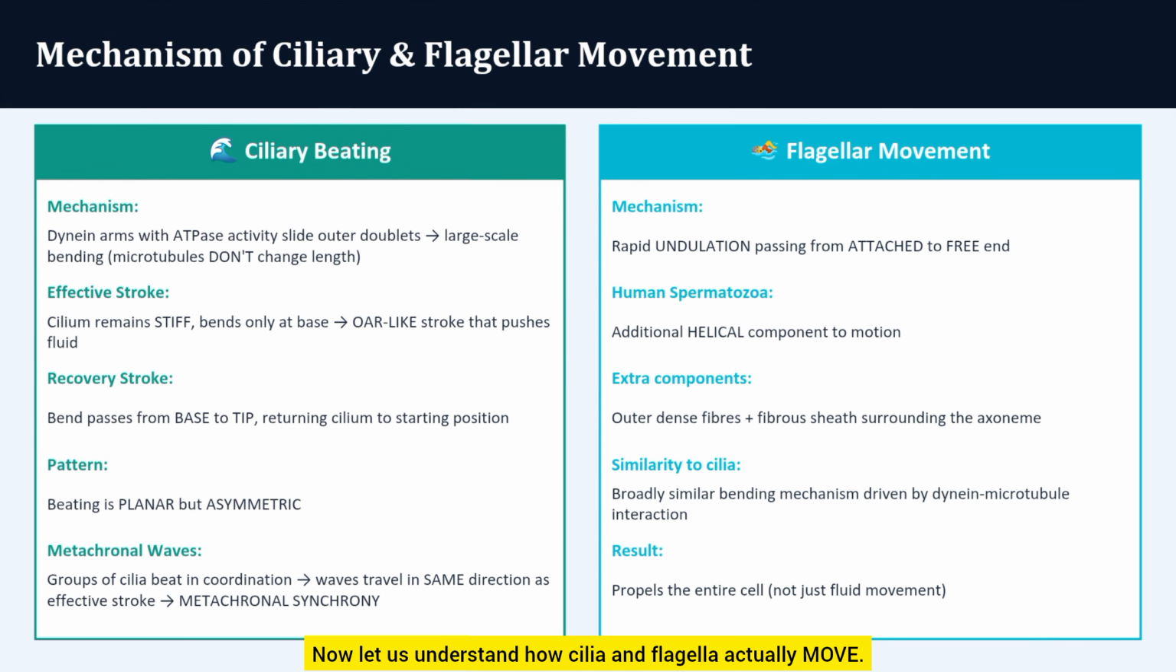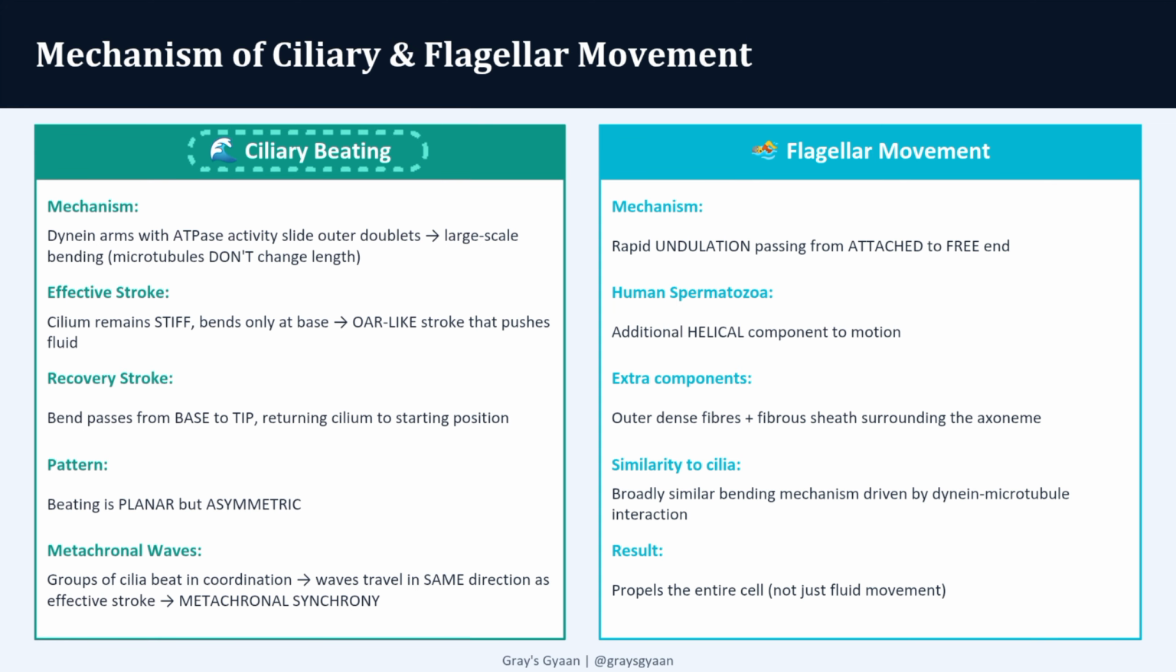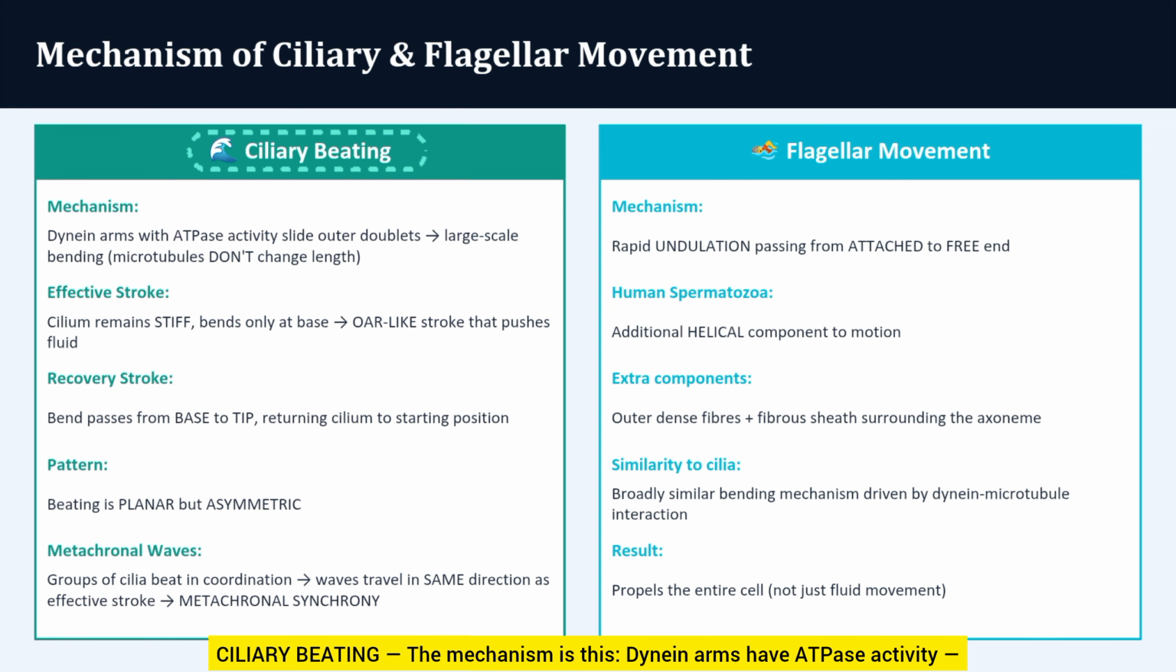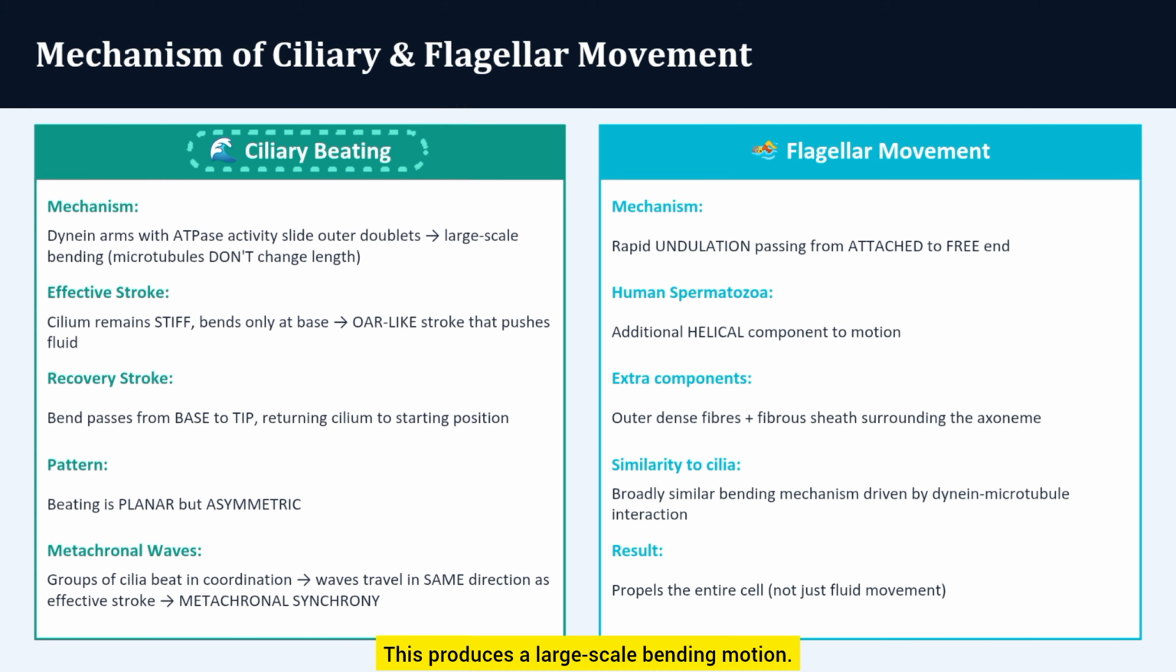Now let us understand how cilia and flagella actually move. This mechanism is very elegant. Ciliary beating. The mechanism is this. Dynein arms have ADPase activity. They use ADP to slide the outer microtubule doublets over each other. This produces a large-scale bending motion. One critical point: the length of the microtubules does not change. Only their relative position to each other changes.